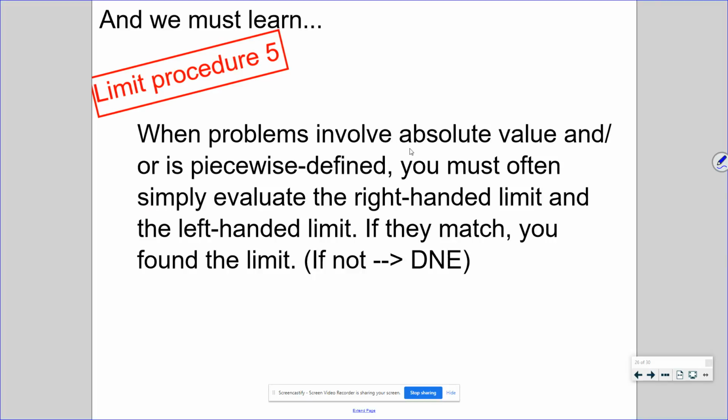Okay, so when we have weird looking graphs like piecewise functions, absolute value is a piecewise function, you're going to have to do two things. You're going to have to find the right-handed limit and the left-handed limit to see if they match, okay?